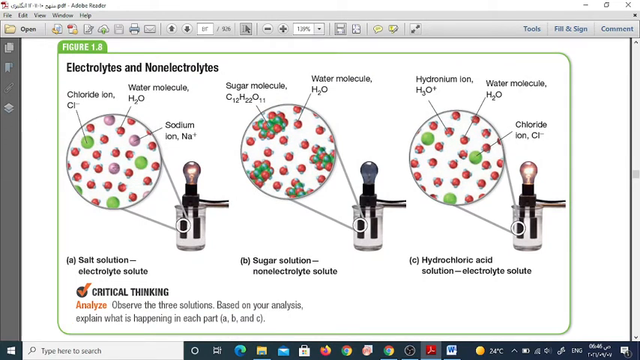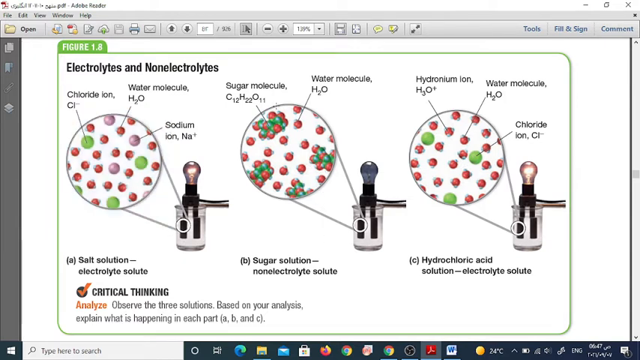This picture explains what I have just said. Here we have salt, NaCl, dissolved in water. The NaCl is turned into chloride anion and sodium cation. The chloride anion and sodium cation conduct electricity, so this solution is called an electrolyte.